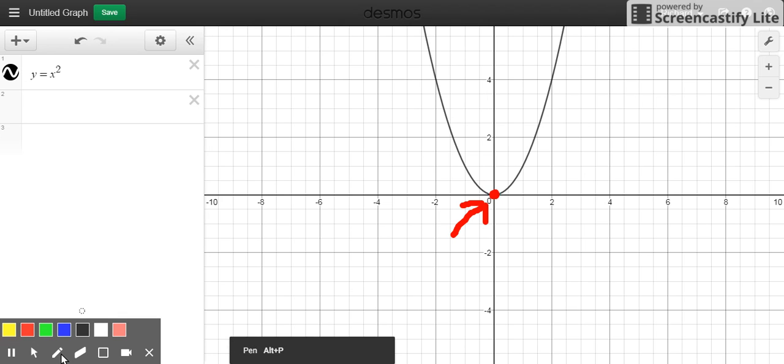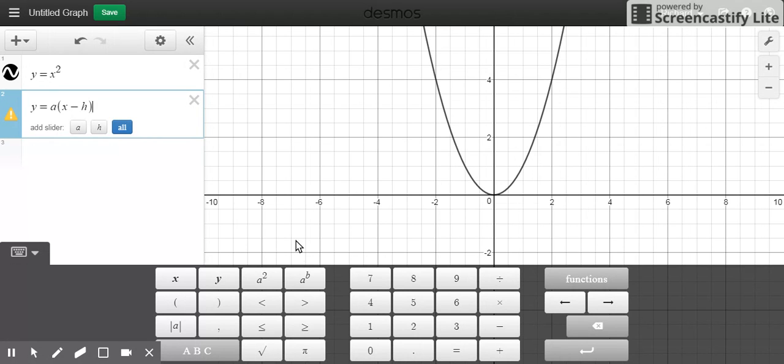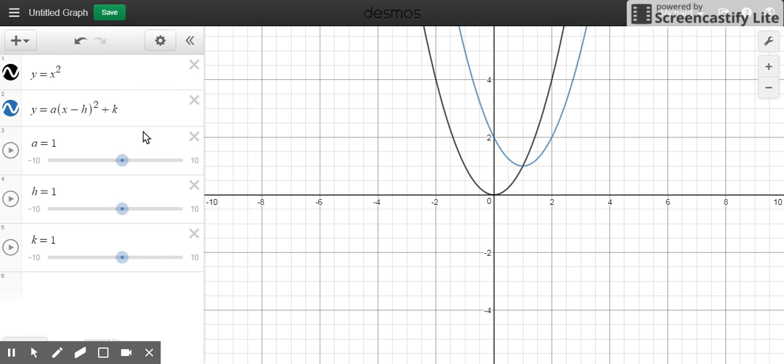All right, so let's type in this equation. I think we're ready for it. All right, let's see what we got here. So we're going to type our equation. So we have y equals a parentheses x minus h close parentheses squared plus k. All right. So now once you type in the general equation, it says add sliders. So instead of clicking one by one, we're going to add sliders to all of these. So we're going to hit all. And then you can see there the graph came.